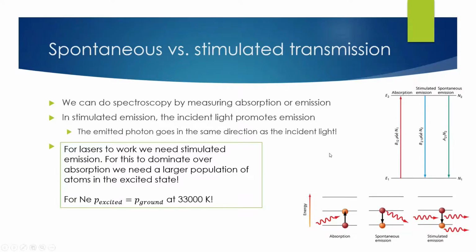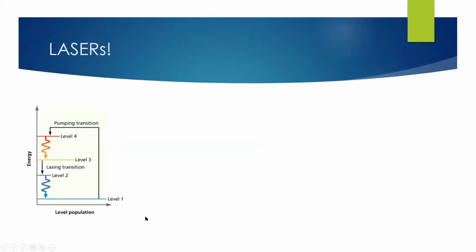So for an example here, I have that for neon, there's an equal amount of atoms in the excited state compared to the ground state at 33,000 Kelvin. Now, it turns out that neon is that red light that we see in red laser pointers. When I use a red laser pointer, you can be pretty sure that it's not at 33,000 Kelvin. In fact, it's at 298. So how can we do this?